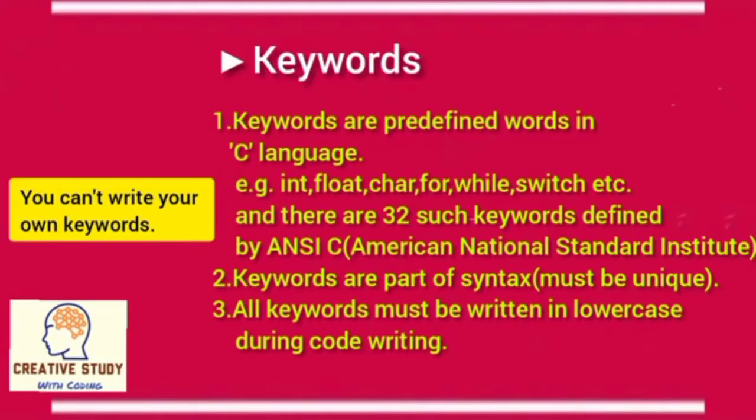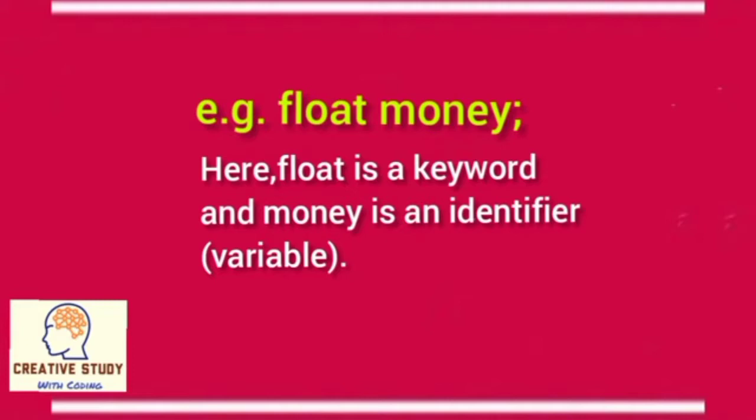First of all, see keywords. Keywords are predefined words in C language, and we have to use these words as they are in our program during code writing. These are int, float, char, for, while, switch, etc. There are 32 such keywords defined by ANSI C. Keywords are part of syntax. All keywords must be written in lowercase or small letters during code writing. For example, float money. Here float is a keyword and money is an identifier.